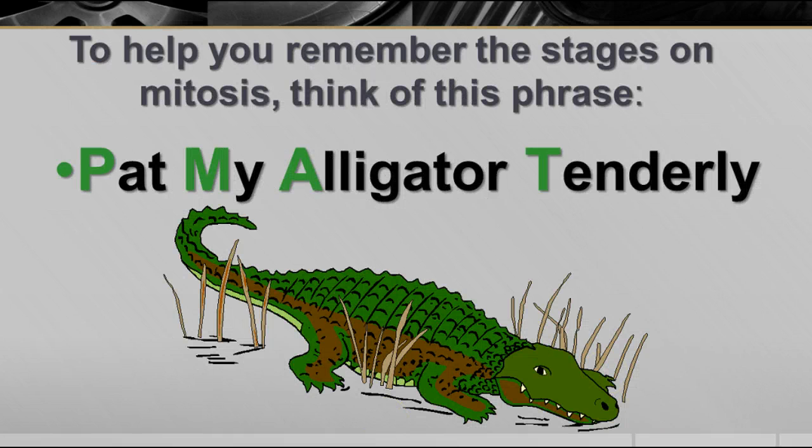To help you remember the stages of mitosis, you can think of some kind of mnemonic phrase that will help. This is one: pat my alligator tenderly. There are lots of different ones you can choose. You don't even have to come up with a sentence if you don't want to, but it might help you to remember what happens in which order. So, pat my alligator tenderly stands for prophase, metaphase, anaphase, and telophase.